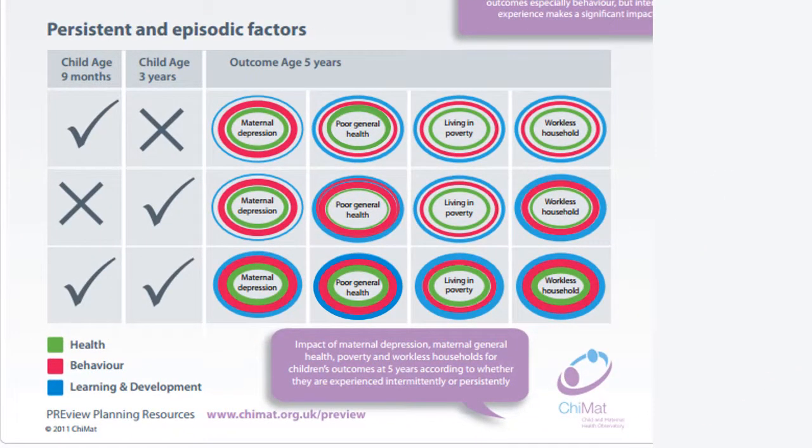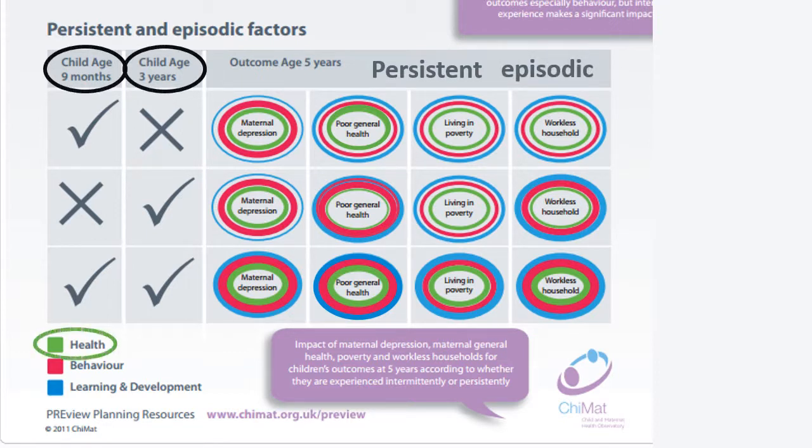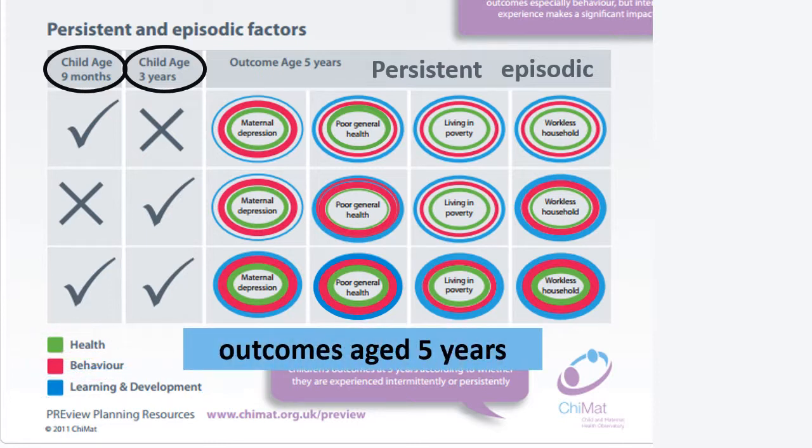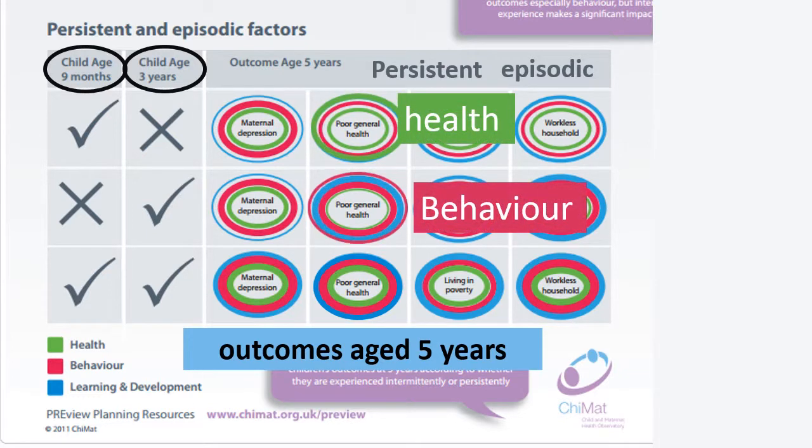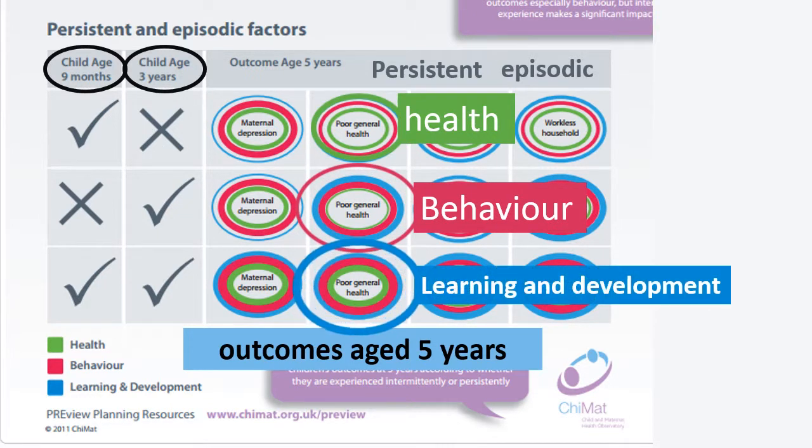This chart shows how certain experiences, whether persistent or episodic, when a child is 9 months or 3 years, impacts on their outcomes for health, behaviour and learning and development at aged 5. As you can see, health is shown by the green ring, behaviour by the pink and learning and development by the blue. Again, the width of the ring relates to the strength of the association.